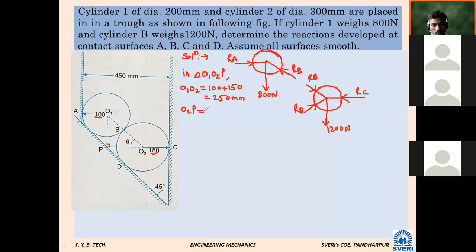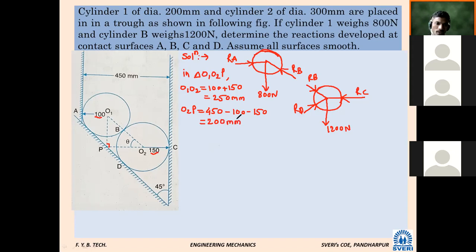So if I write O2P, how can I get this O2P? 450 minus the radius of the first cylinder, 250... 450 minus 100, minus the radius of the second cylinder, 150. So what is this? 200. Sorry, sir. 200.